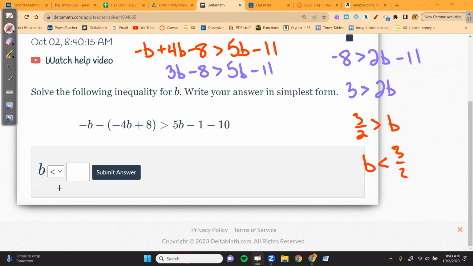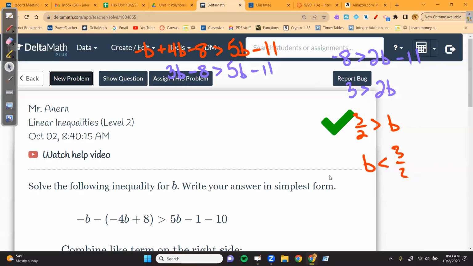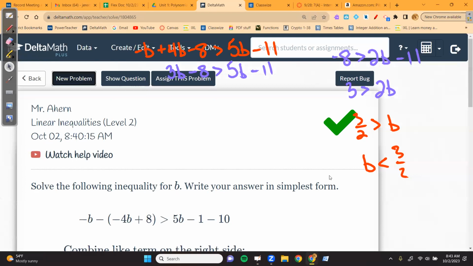So notice I don't have to type in the b this time. I can just choose from this drop-down menu like this, and I want the is less than, and then for a fraction, I just use the slash on my keyboard, and that's it. You don't have to graph on this. So, everybody good? Okay, thank you.